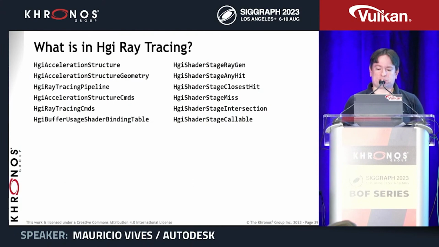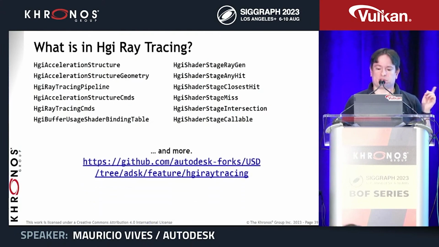Like Aurora, this extension is also open source, and you can find the code in this branch of our Autodesk USD fork. So it's not in the OpenUSD official yet. It's relatively new. Hopefully it'll eventually get there, but that's where you can find both the additions to the HGI API and the implementation of that API in the Vulkan backend. It's sort of two things in one.